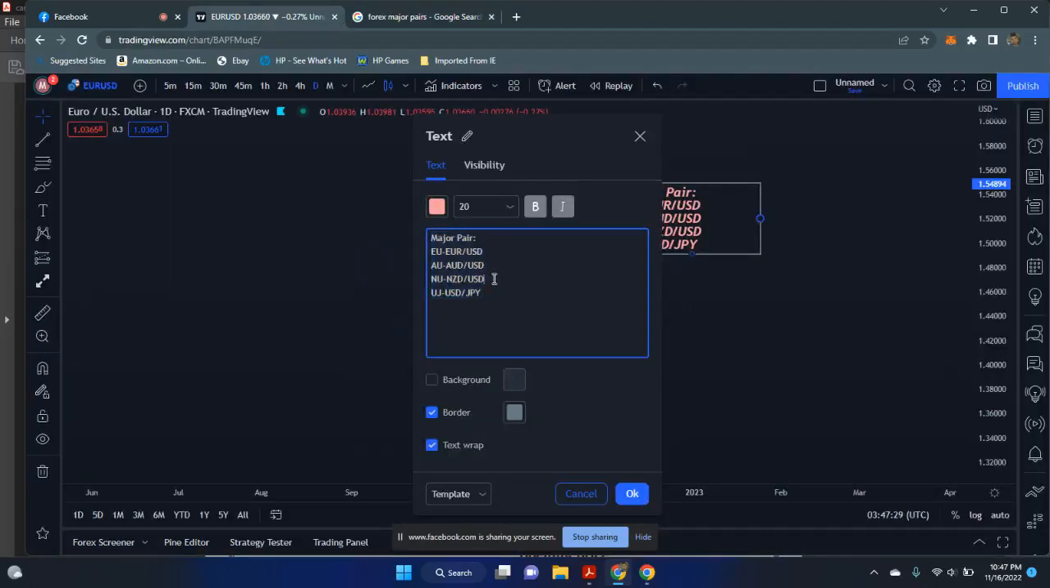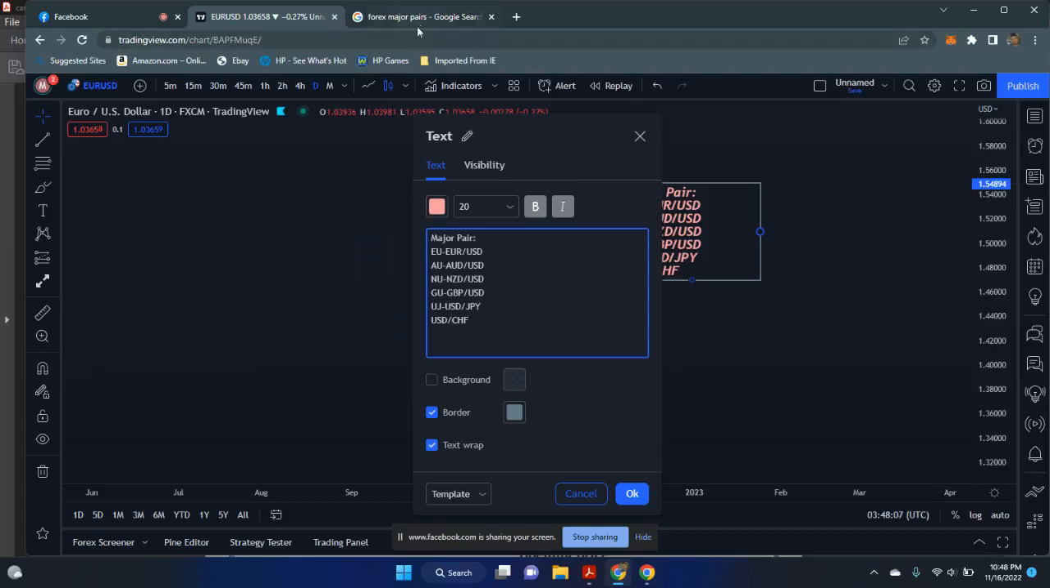I'm so sorry, I don't want to skip. We have GU, which is the Great British pound and United States dollar. UJ, United States dollar and Japanese yen. I don't know if that's a nickname for it, but United States dollar and the Swiss franc.